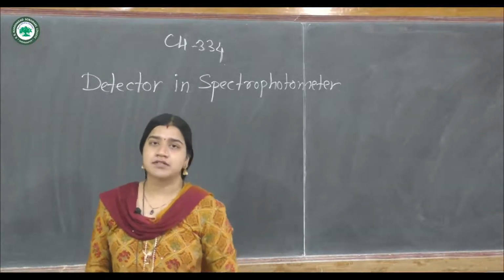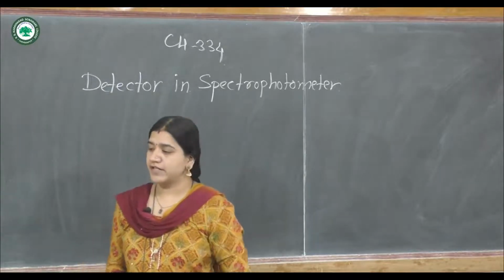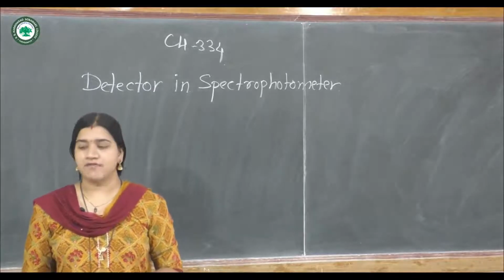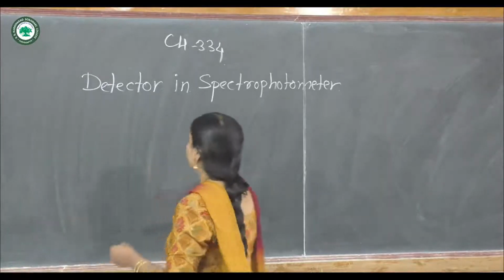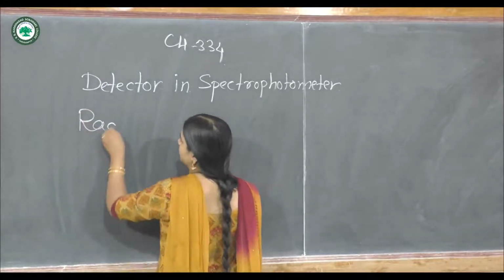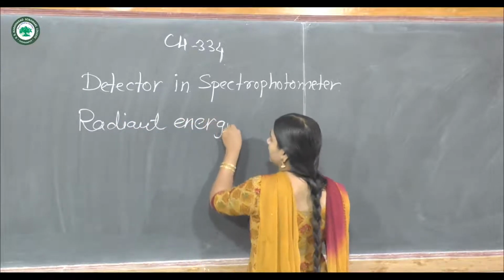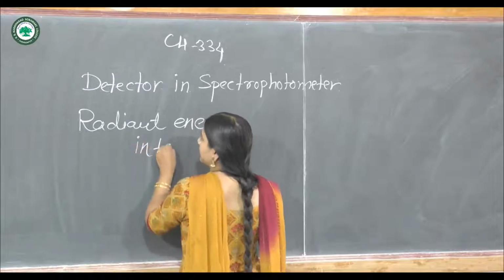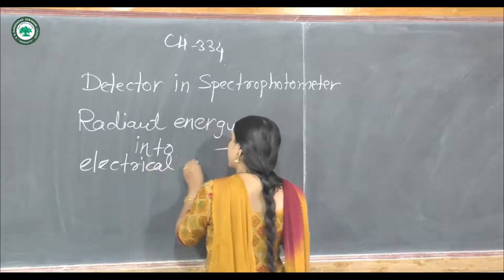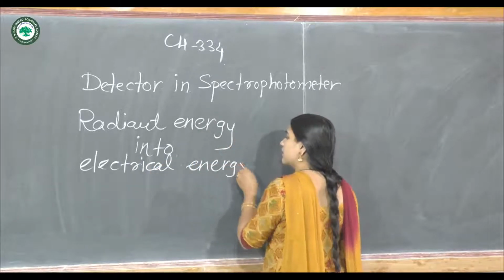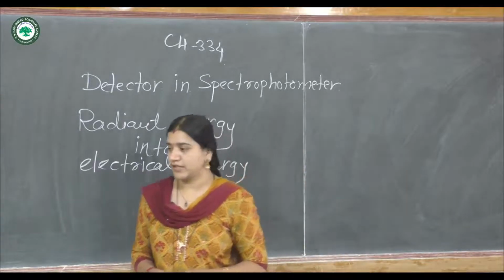Now, apart from this, the next part is the detectors. Basically, what is the role of a detector? A detector is a device which converts the radiant energy into the electrical energy.